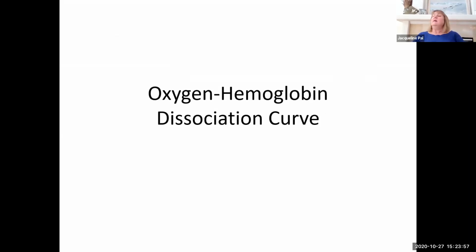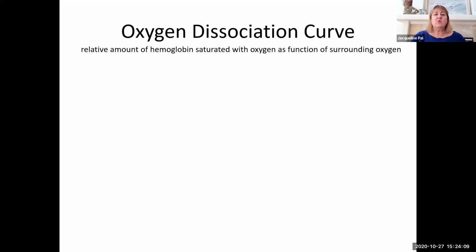Hi, welcome back. In this section, we're going to learn some of the physiology related to the respiratory system, specifically what is known as the oxygen hemoglobin dissociation curve, which from now on we're just going to call the oxygen dissociation curve. What this curve shows us, on the y-axis, is the relative amount of hemoglobin that is saturated with oxygen, and we look at it as a function of the surrounding oxygen levels.